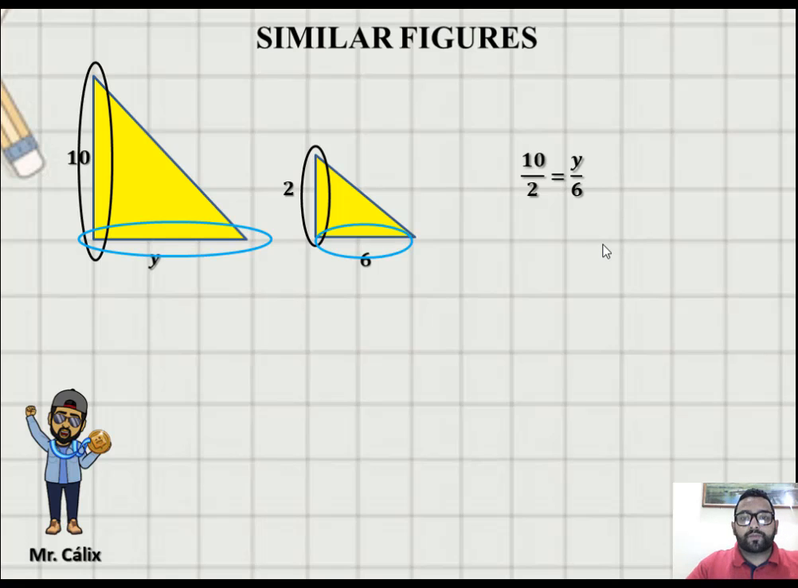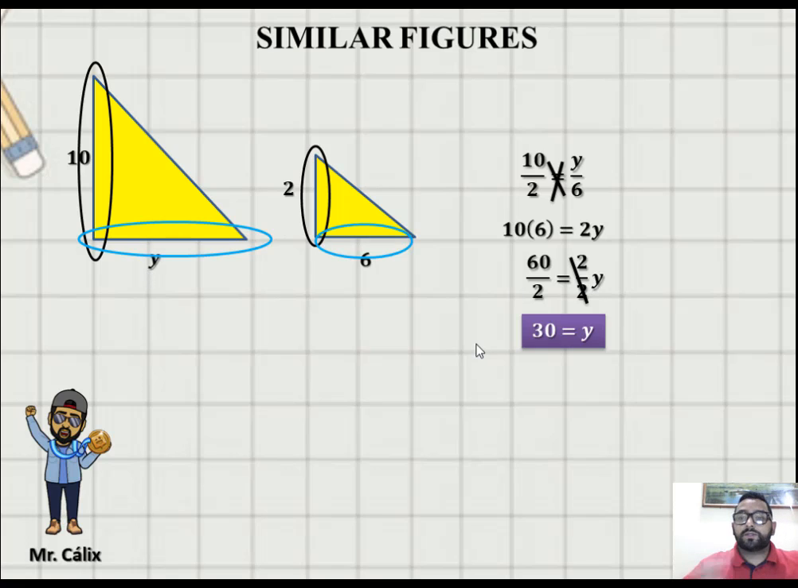Then we use the cross product. The cross product is to multiply 10 times 6 and 2 times y. So we have 10 times 6 equals 2 times y, which is 60 and 2y. Then we divide by 2 on both sides and we are going to get 30. So the value for y to make this ratio, or this similarity, is 30.